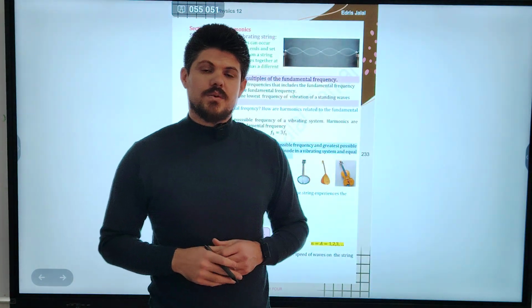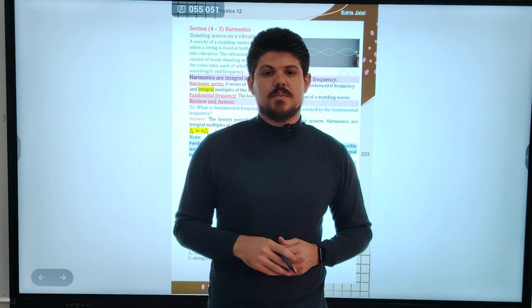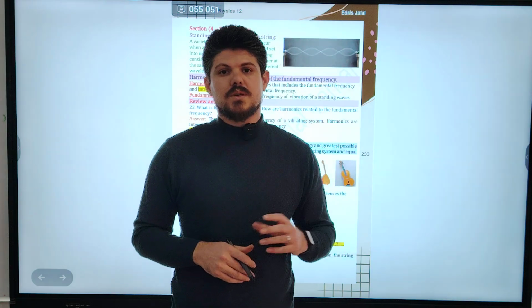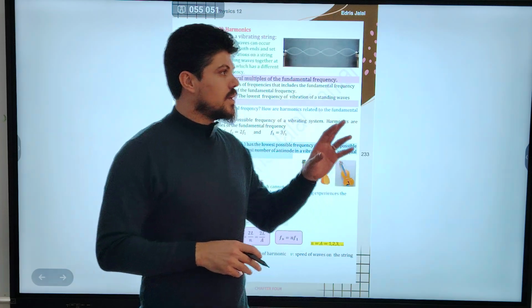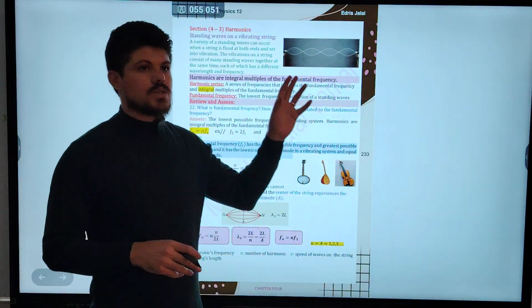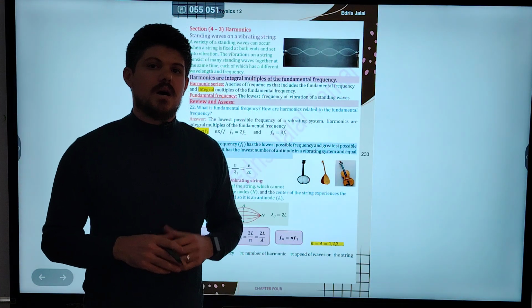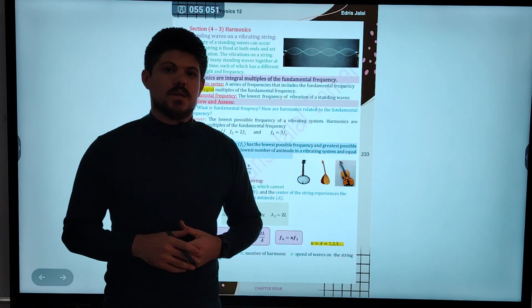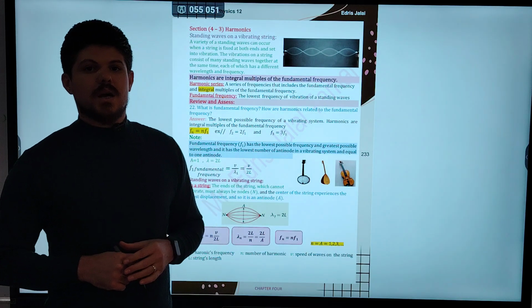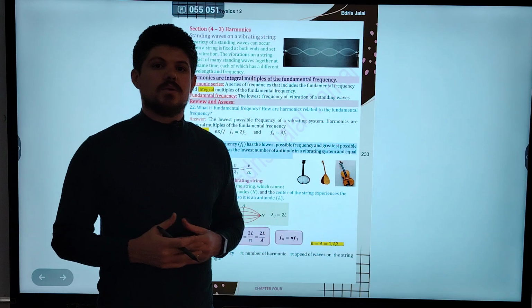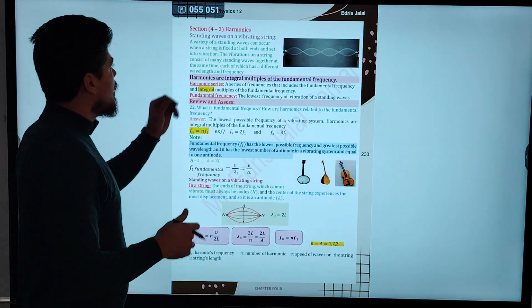In a previous lesson, we finished section 2 in chapter 4 about the sound intensity, relative intensity and resonance. Today's lesson, we are going to talk about the harmonics. In section 3, chapter 4, we will talk about the harmonics. So at the end of the lesson, you will be able to understand and learn what is the harmonics and what is the type of the harmonics.